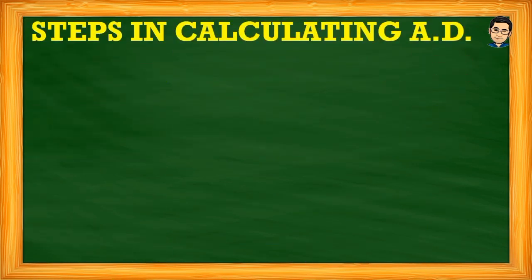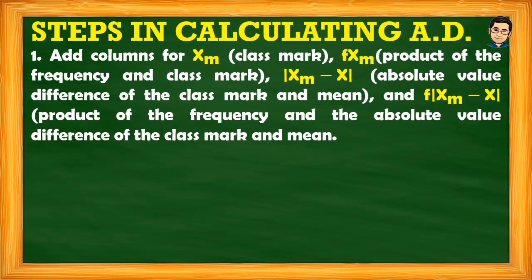So, let us now discuss the steps in calculating the average deviation of grouped data. The first step: add columns for x sub m or the class mark, f x sub m, the product of the frequency and class mark, then the absolute value difference of the class mark and mean, and finally, the product of the frequency and the absolute value difference of the class mark and mean. Those are the yellow columns you see there, so you know what these variables mean.